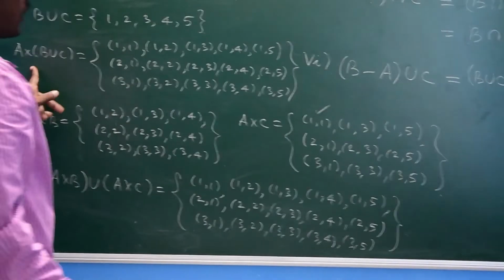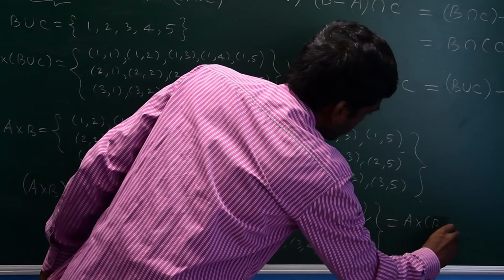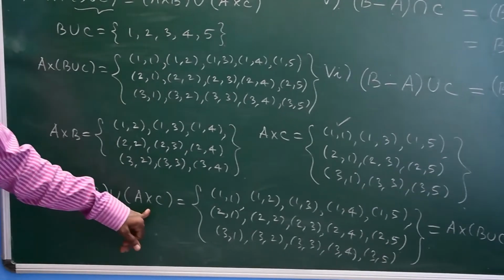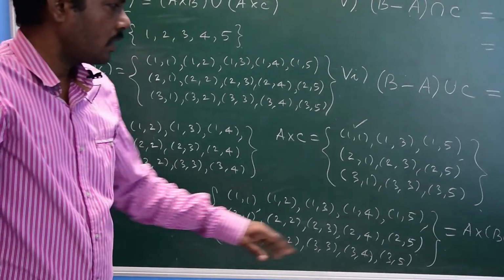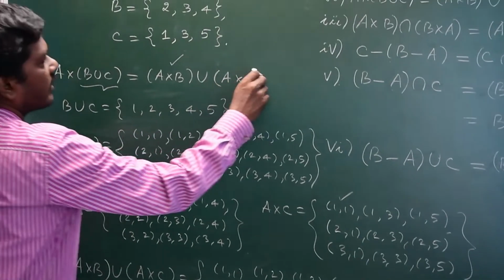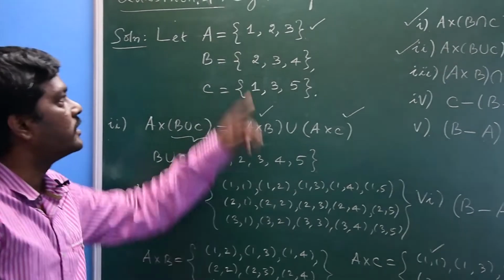But this is nothing but what? This is nothing but A cross (B union C). So the second result is verified. (A cross B) union (A cross C) is equal to A cross (B union C). So this result is verified. So the second result is also verified with these three sets.